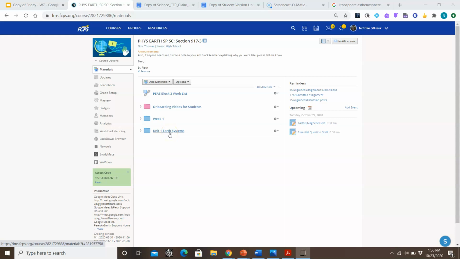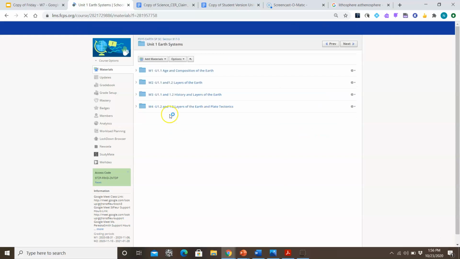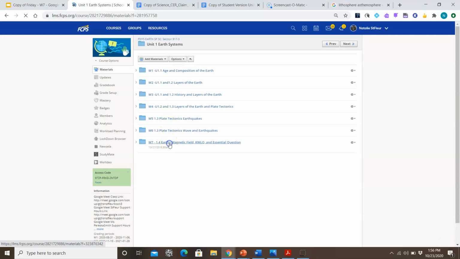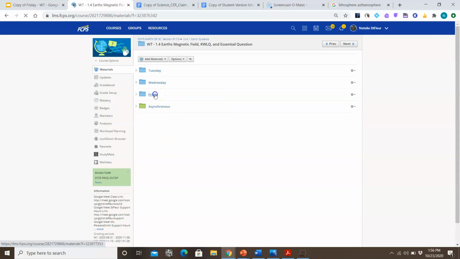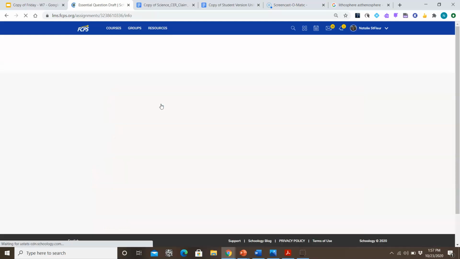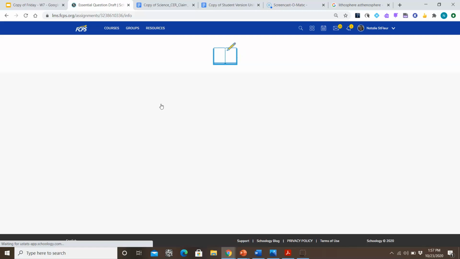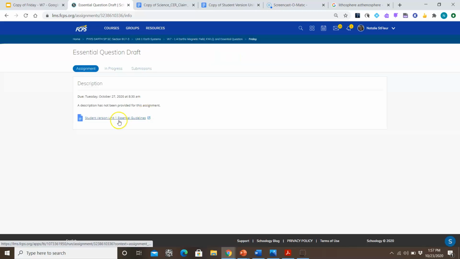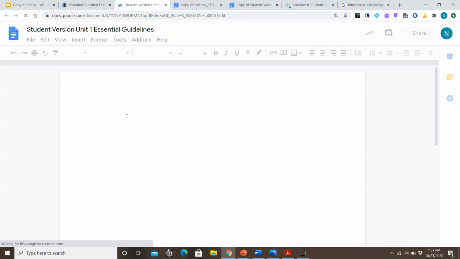So the first thing we need to do is get to the document. It's in Unit 1, Week 7. Today's Friday. And it's the essential question draft. So one of our objectives today was to fill out the essential question. And you can go ahead and open up the document. Once you have it open, pause the video to read the instructions and the information at the top.